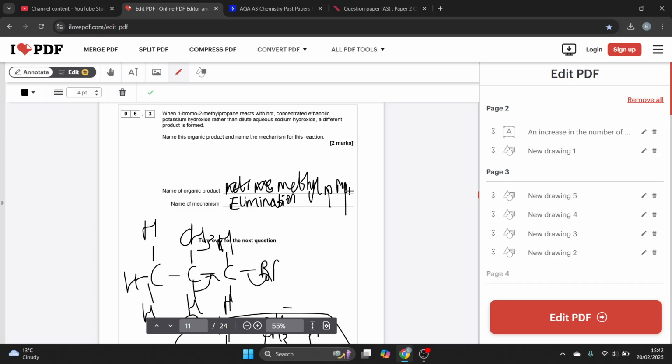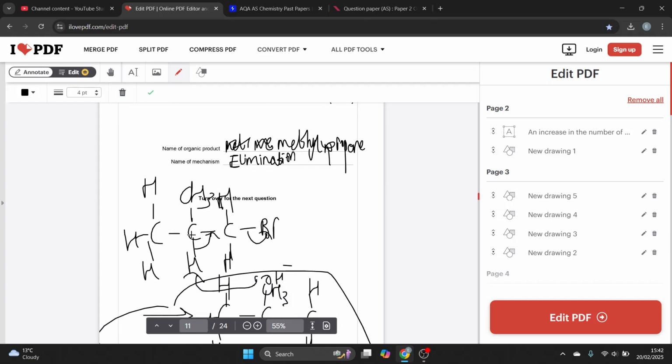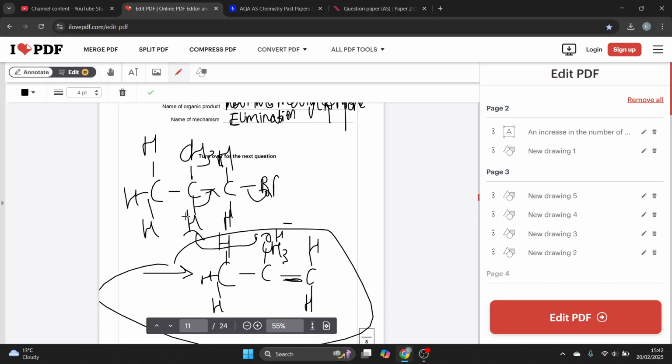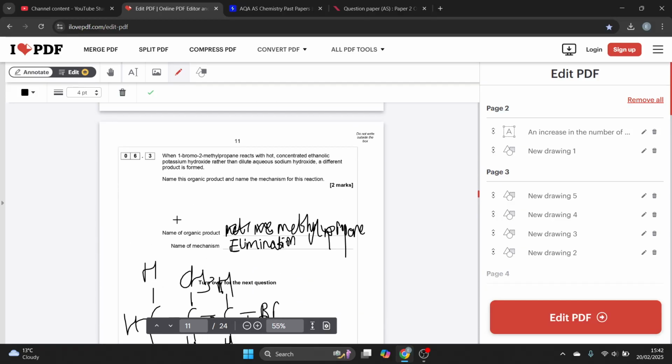Especially for me, I find it difficult to name an organic product from just this. So just go through the mechanism real quick. Put your hand up in the exam, ask for a spare sheet of paper, and just draw it out really quickly. It doesn't have to be a good sketch, and then you can see what the product will look like, and then name the product, and then there you go. So methylpropene, that's really bad writing. Methylpropene, elimination.